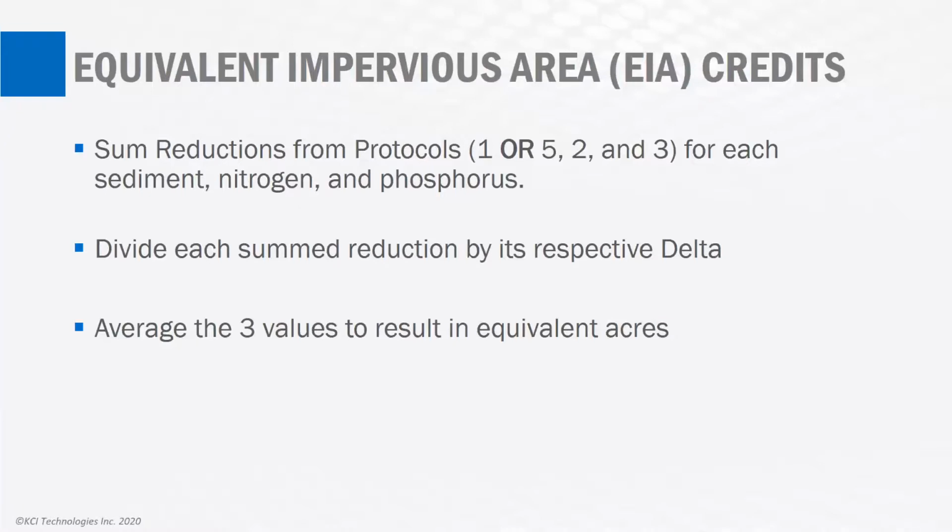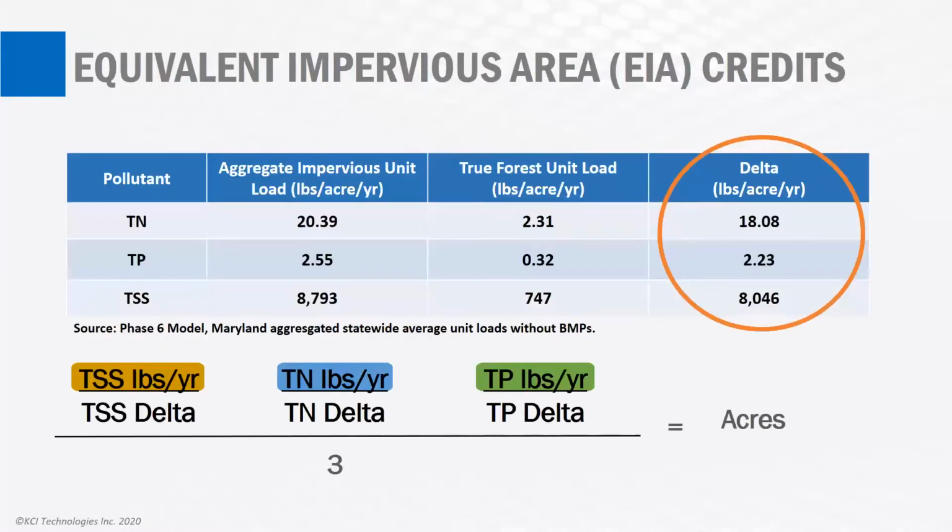So here are the revised unit loads and then the resulting revised delta values. Your total suspended sediment reduction, total nitrogen reduction, and total phosphorus reduction from your protocols is divided by its respective delta and then divided by 3 to average it to result in equivalent impervious area credit.